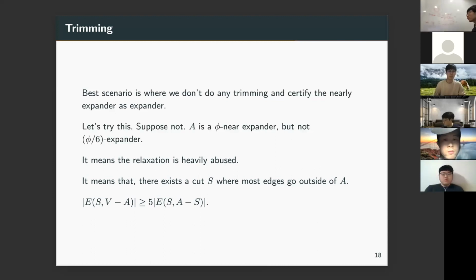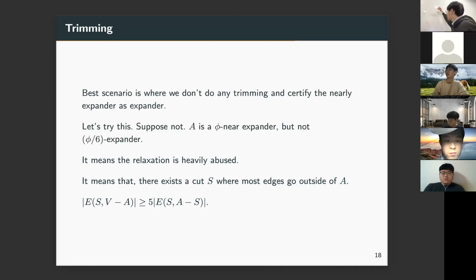So it's more easy to be a Neal expander than to be an expander. So this is where the thing is really abused. And if A is a phi Neal expander, but not phi divided by 6 expander, it's a difference of over six times. So it means something is really wrong. So we did a relaxation and it changes a lot. That means our relaxation is abused.